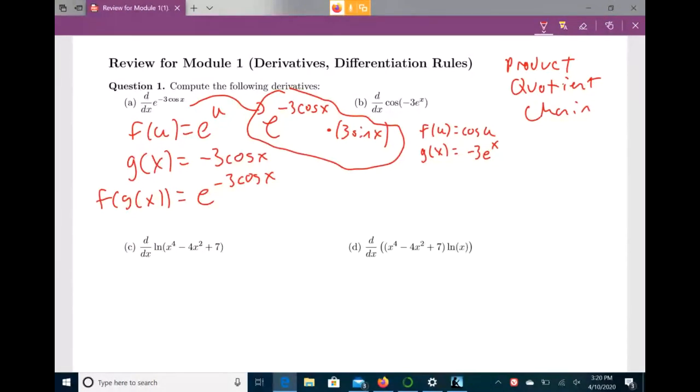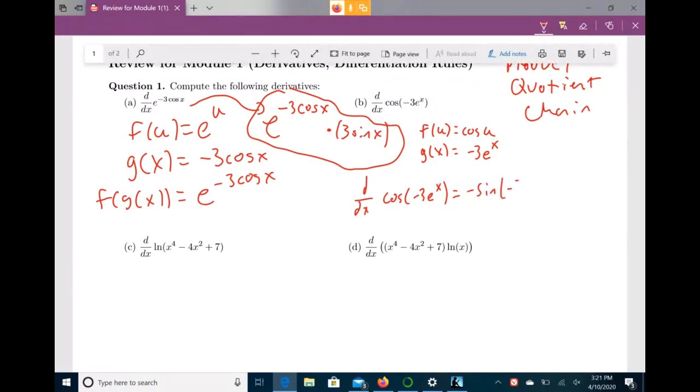Okay, so when we take the derivative, you take the derivative of the outside function first and maintain the argument. So what's the derivative of cosine? Good, negative sine. And then I leave the argument the same. So I leave this -3 e to the x. All right, then I multiply by the derivative of the inside function.